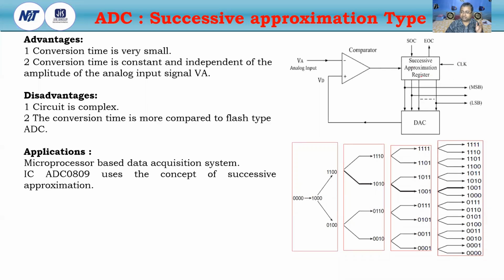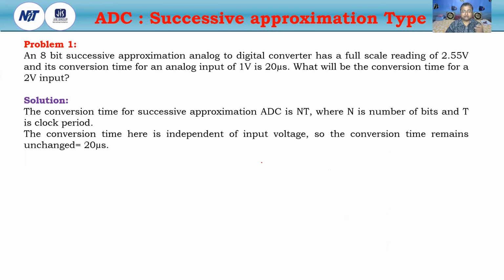I don't know if you have already learned about registers or not. A shift register is used here, so the conversion time is more compared to the flash type of ADC. The application is the microprocessor based data acquisition system, which uses this type of ADC, analog to digital converter. The ADC 0809 IC chip uses the concept of successive approximation, and it is used with the microprocessor. Now we come to two types of problems.